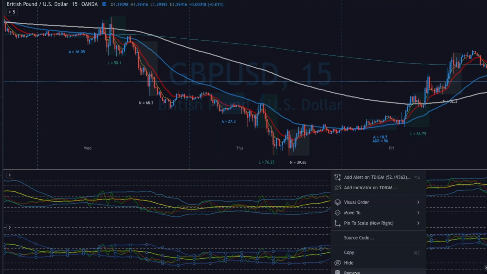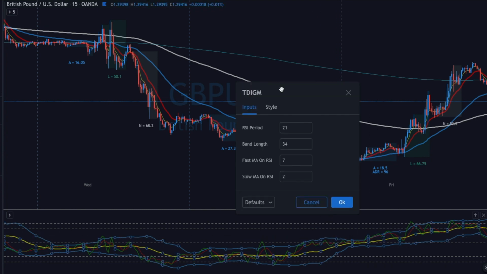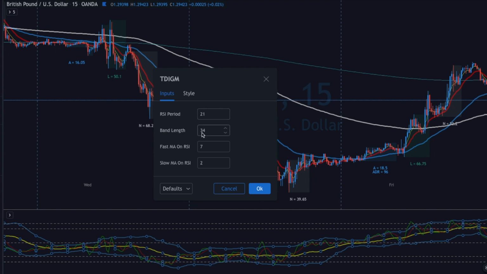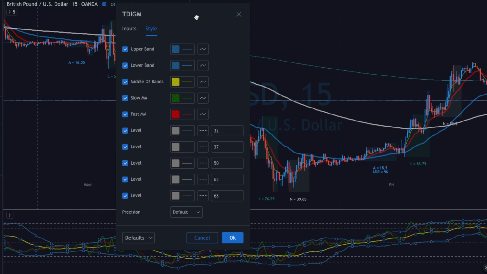Now real quick, the settings we're going to use are 21, 34, 7, and 2. This is pretty much stock, so we don't touch it. The things we're going to adjust are these numbers right here: 32, 37, 50, 63, and 68. Those are the numbers that you need to adjust.